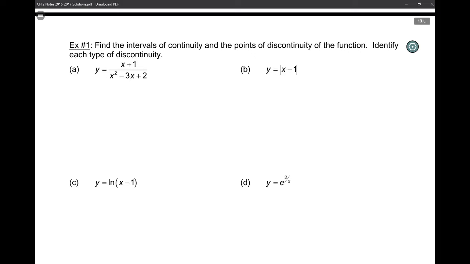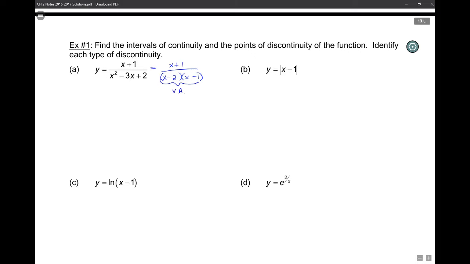Good. So let's factor it. And it factors into x minus 2, x minus 1. Now, does anything cancel? No. Not yet. Since when you cancel, what does that make? That makes a removable, a hole in the graph. So I know these two have to be vertical asymptotes.